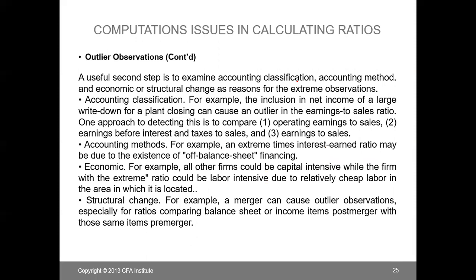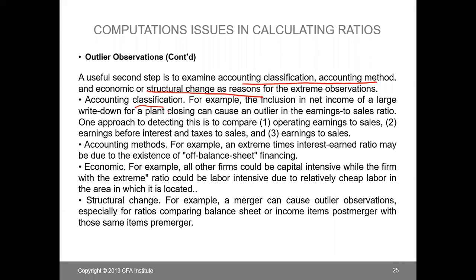And if you see that there are no recording errors or any other such kind of error, what is the second step? You have to find out whether the company has made changes in accounting classification, accounting methods, or whether there have been any economic or structural changes for this extreme observation. So accounting classification can give you some extreme numbers in some years.